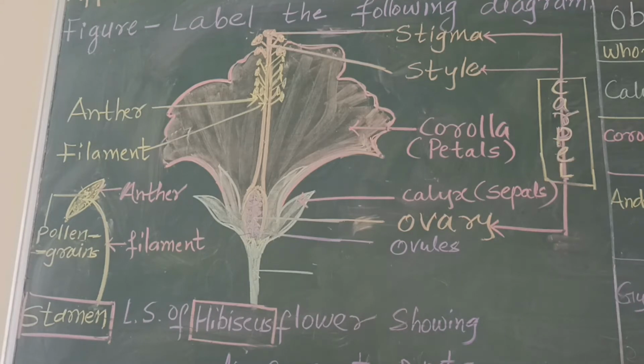Now please see the diagram, the diagrammatic representation we can see here. This is the LS of hibiscus flower showing various parts.